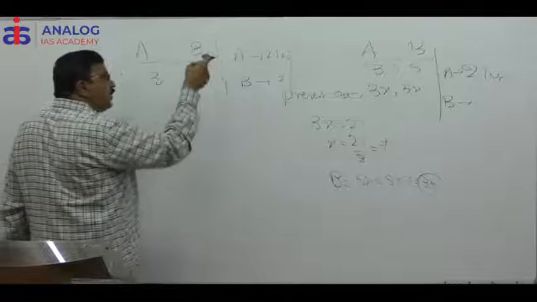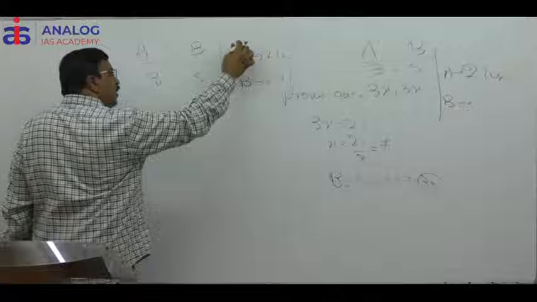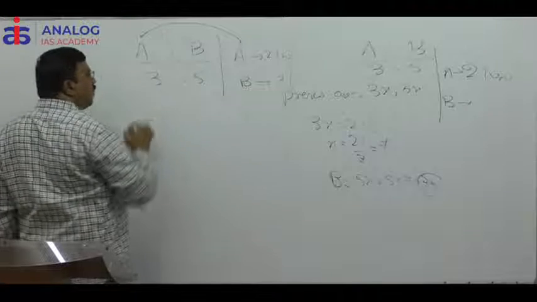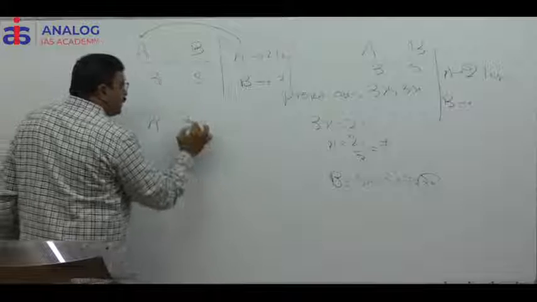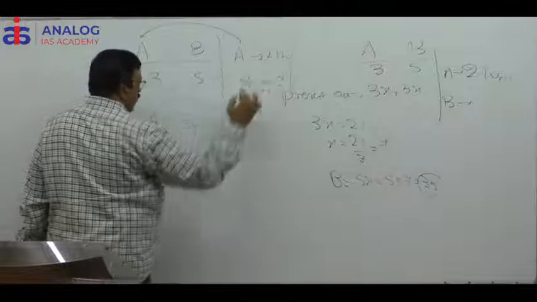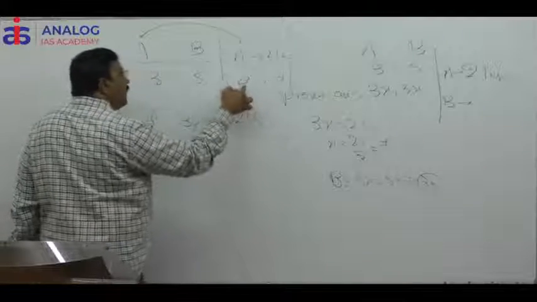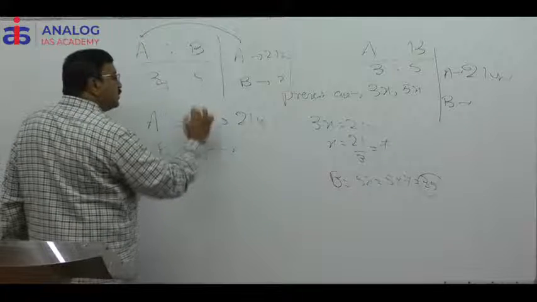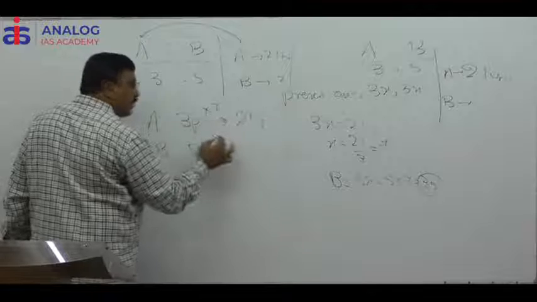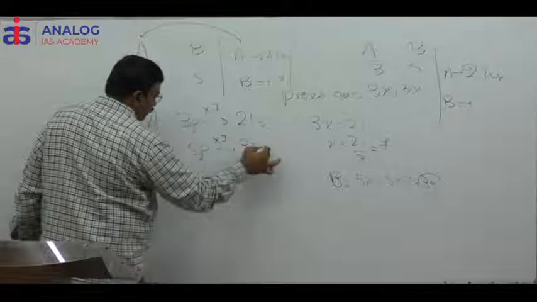So always take the corresponding value of A in the ratio parts. A, 3 parts, is equal to how many years? 21 years. Then B, that is 5 parts. B, 5 parts means how much? So 3 into 7, 21. 5 into 7, 35.